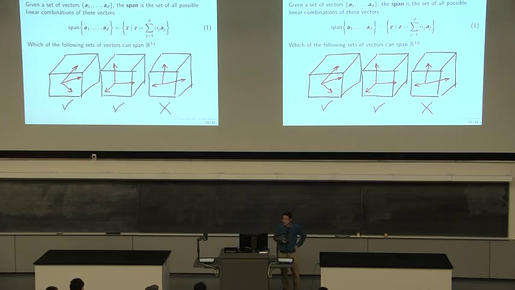But the third case is not, because the two vectors that I'm showing you here, they're parallel. One is the opposite of the other. So they do not span the entire R3. They only span R2. Right? So this is the notion of a linear span.